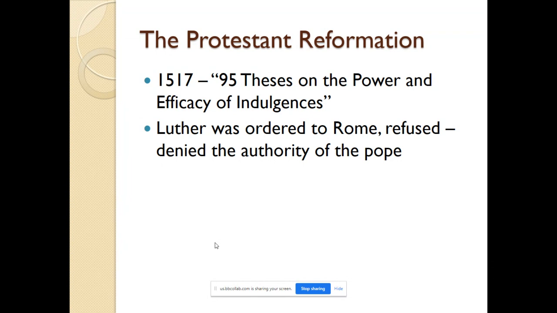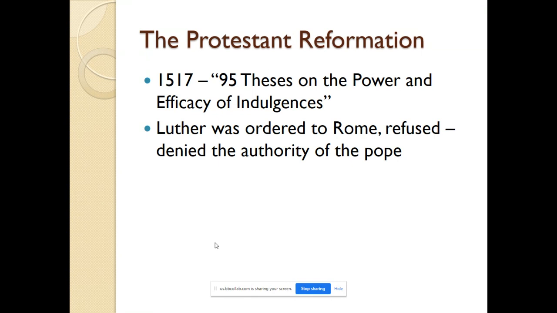Pope says, you got to stop talking about this. We're going to burn all of your writings. You're going to apologize, and you're going to say that you were wrong. And Luther says, nope. And the Pope says, all right, you do it or you're excommunicated.